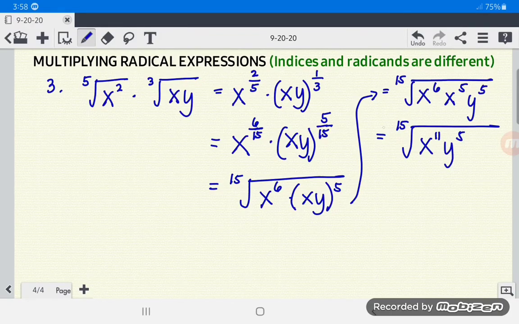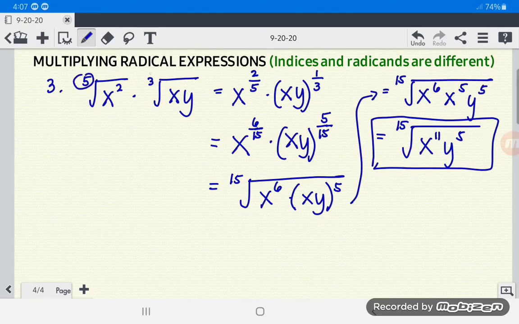So you now know how to multiply radical expressions wherein the indices and radicands are different. Indices are different and also radicands are different. Okay, so that's all for today.